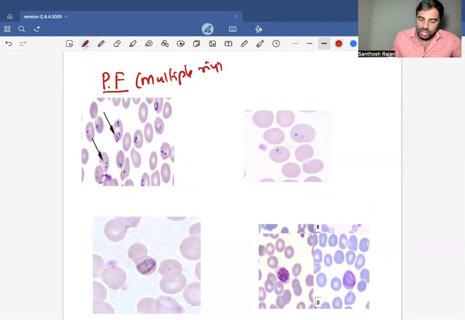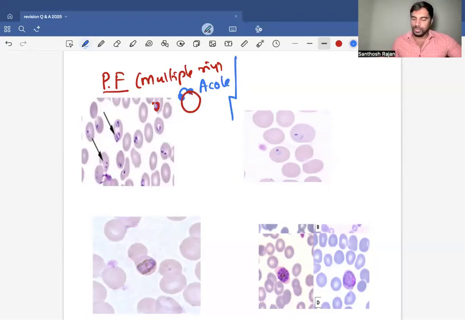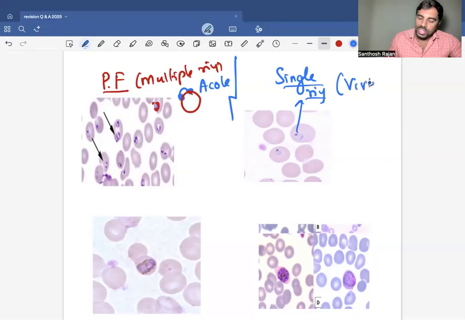Number one, you're seeing a cold form in the corner. On the corner of the RBC you can see something like an earphone. These are called acole forms, and all of these are for falciparum. And you see a single ring. When you see a single ring stage, I always say Vivek. Vivek always says he has two girlfriends, but he always says I'm single. So remember, single.